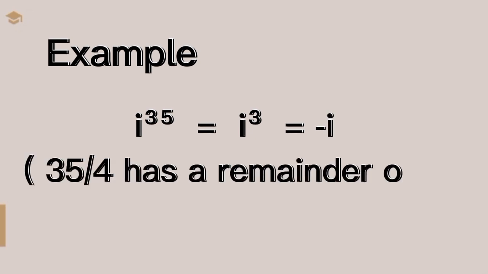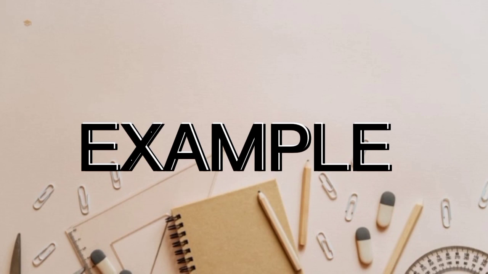Let's proceed to example. So here, i raised to 35 equals i raised to 3. The answer is negative i. Why? Because 35 divided by 4 has a remainder of 3, and the value of i cubed is negative i. So that's why negative i is the answer of i raised to 35. I will give another example using the whiteboard for you to understand more about complex numbers in powers of i.